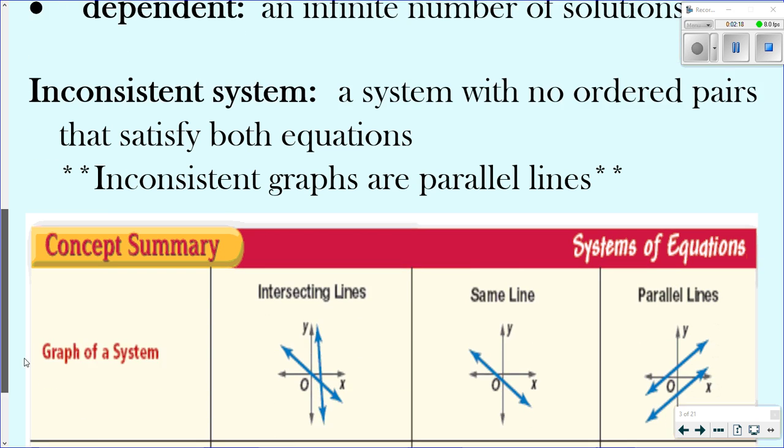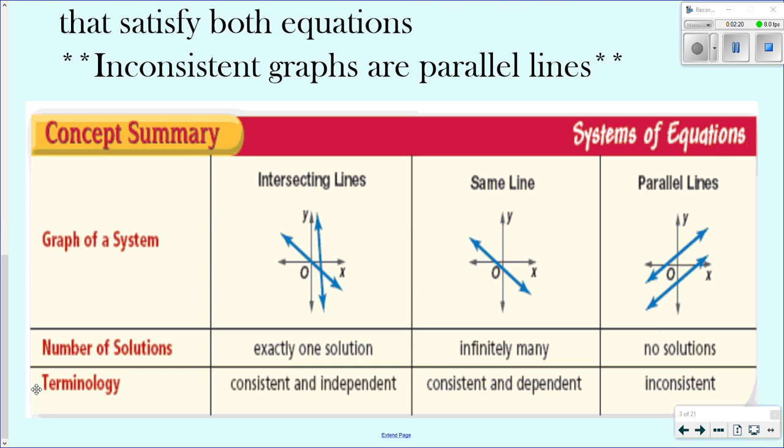Here's a table showing all the systems that we just talked about. When you have two intersecting lines, the number of solutions is only one because it's where they intersect. Where they intersect, that's the solution. And when it comes to the terminology, what type of system are we dealing with? It's a consistent system and it's independent.